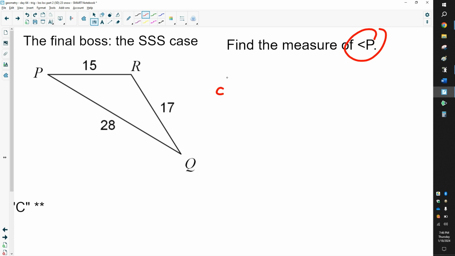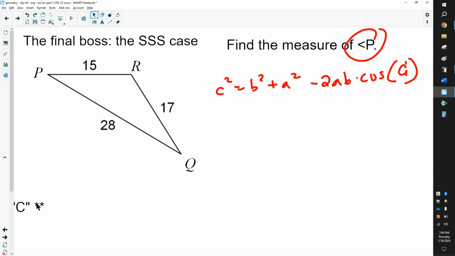So we're going to use this formula, and you'll notice that this formula only has one angle in it, and that angle is called uppercase C. So it would make sense, as a starting point, if we're asked to find angle P, to temporarily call the angle we're looking for uppercase C, and then solve for uppercase C using some arithmetic. So that makes 17 little c.